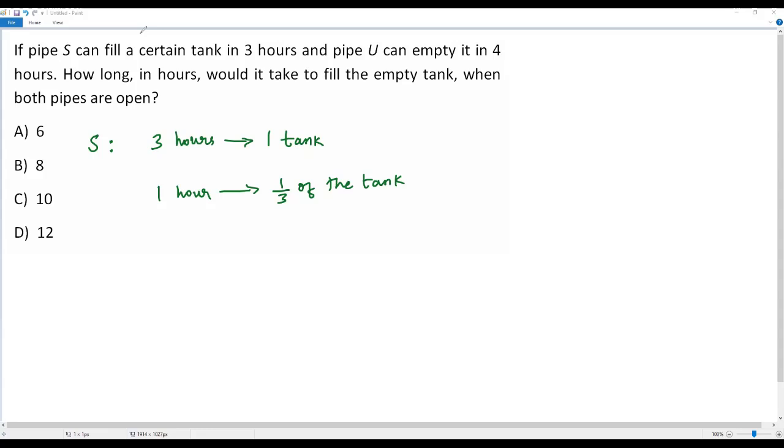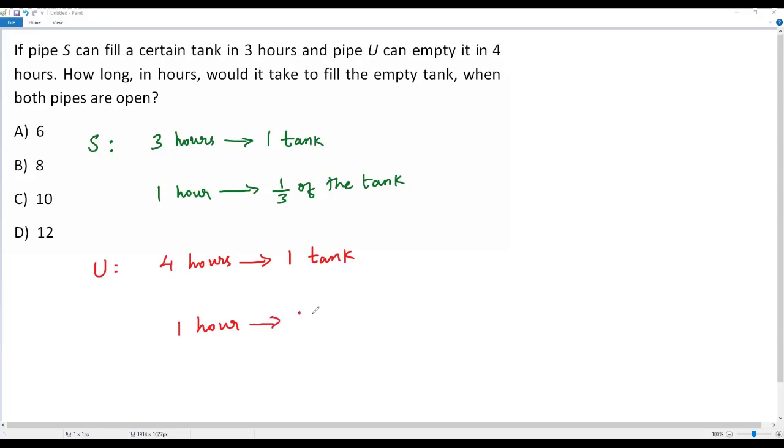Okay, now let me go to pipe U. So, pipe U can empty the tank in 4 hours. That is, in 4 hours, one full tank is emptied. Okay, then what part of the tank can be emptied by the pipe U in just 1 hour? For that, we have to divide these two quantities by 4. When I divide this 4 by 4, I'm just getting 1, that is 1 hour. When I divide this 1 by 4, I'm getting 1/4 of the tank.